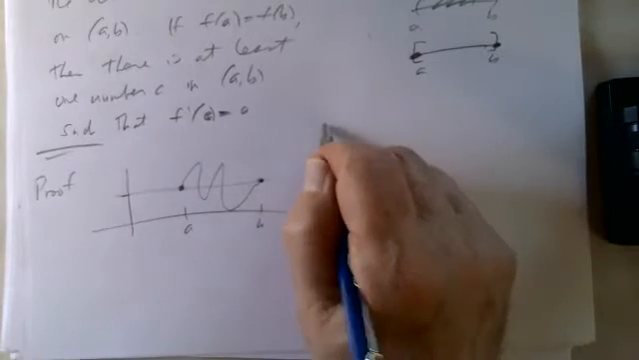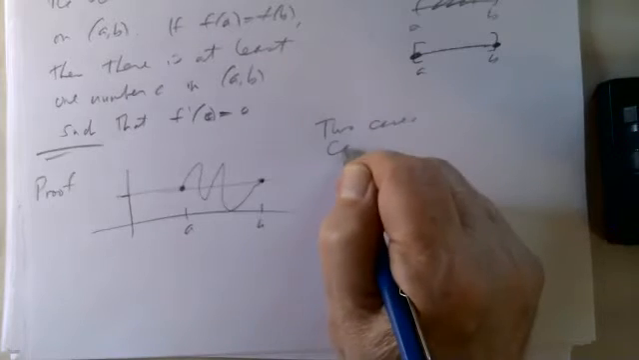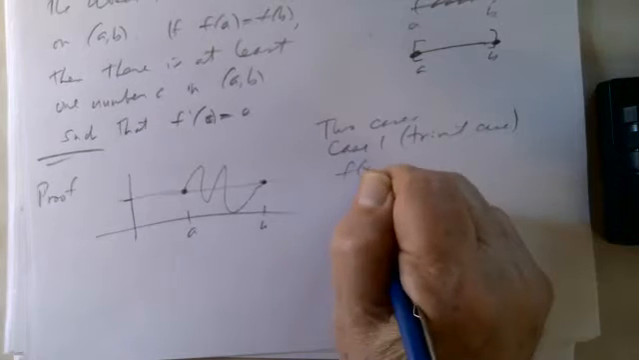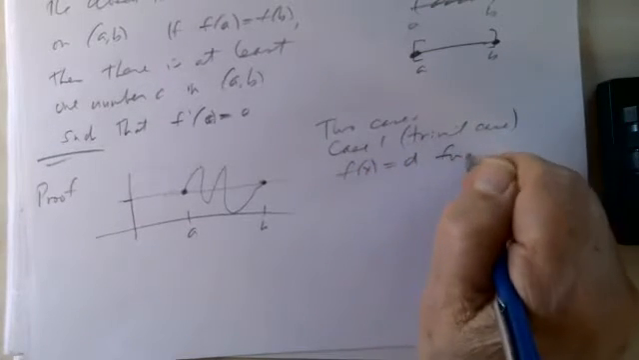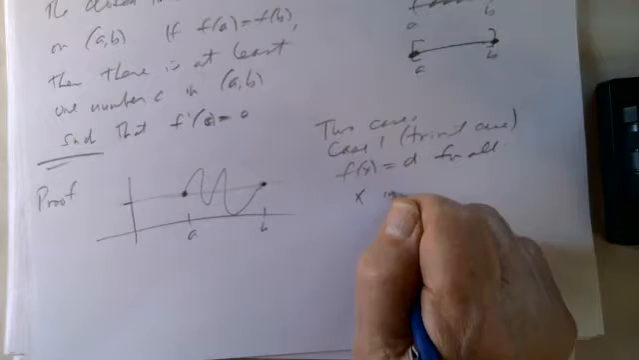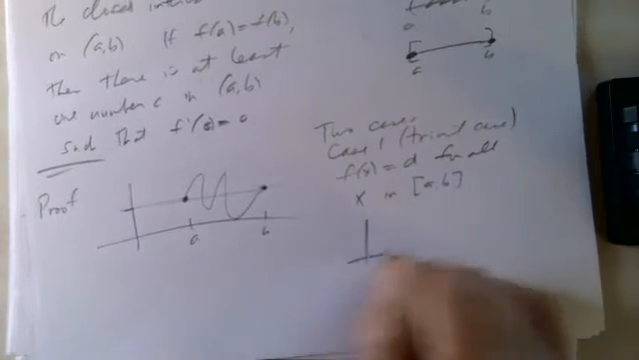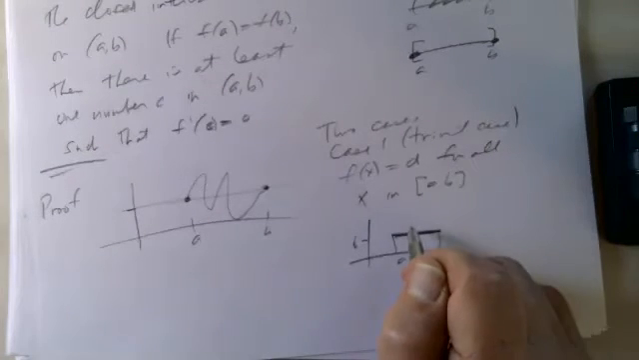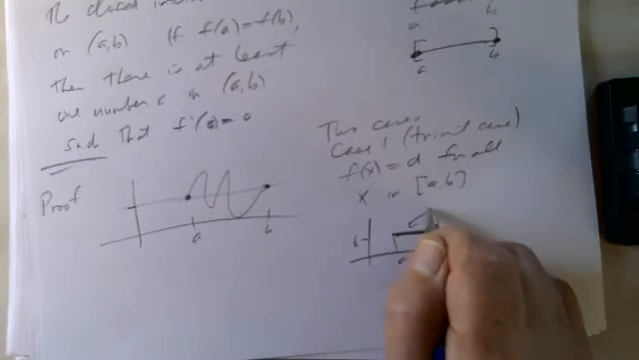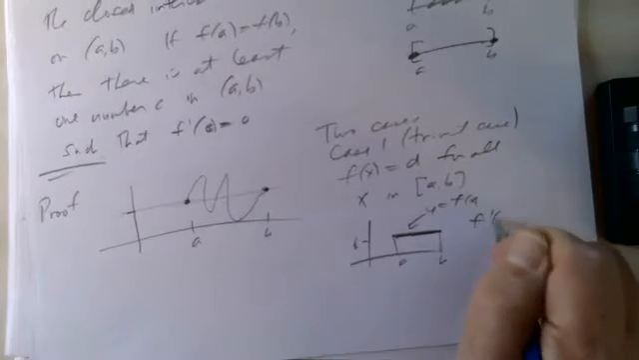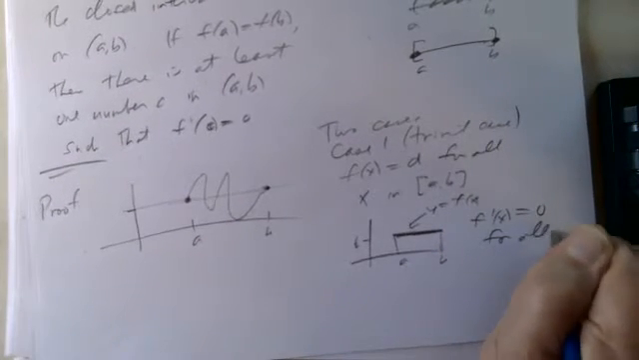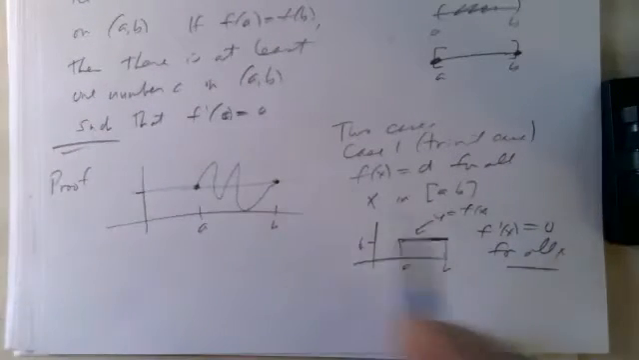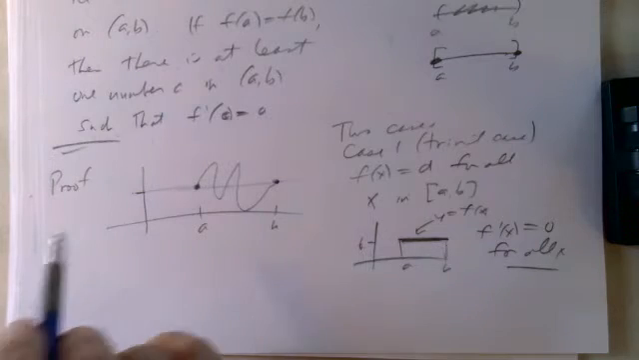So you might say there are two cases. And case 1, which is sort of the trivial case, is the function is constant. It equals some number d for all x in the interval from A to B. So in that case, from A to B, the function is just a horizontal line. This is the graph of y equals f of x, and f prime of x equals 0 for all x. So if the function is constant, it's horizontal. The tangent is a horizontal line, has slope 0.